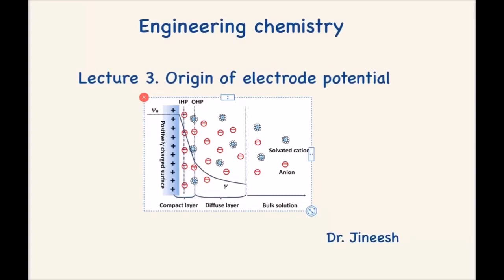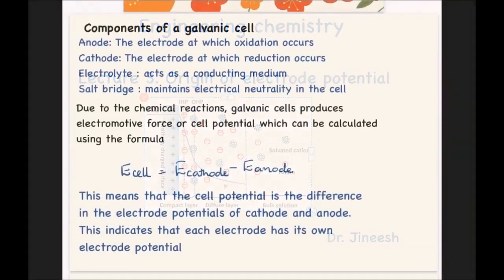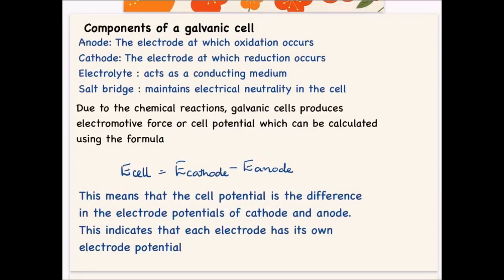Welcome to the third lecture, and the topic is origin of electrode potential. We have studied the components of galvanic cells, mainly four components: anode and cathode. These are the electrodes. The electrode at which oxidation occurs is known as anode. The electrode at which reduction occurs is known as cathode. Electrolyte will act as a conducting medium. Salt bridge will help to maintain the electrical neutrality in the cell.